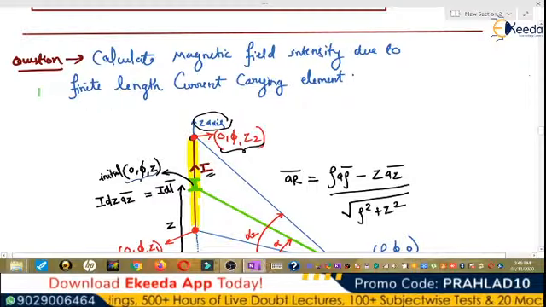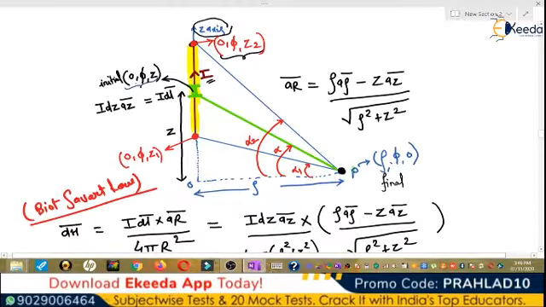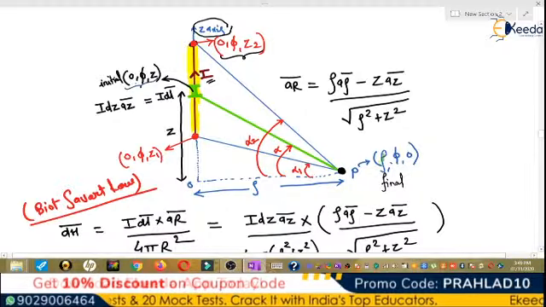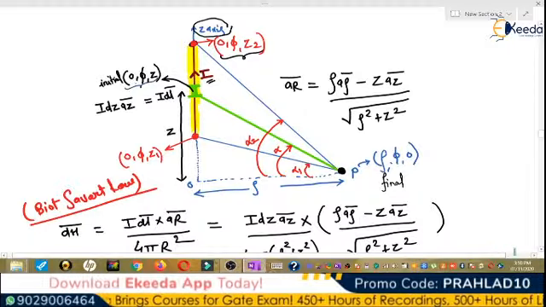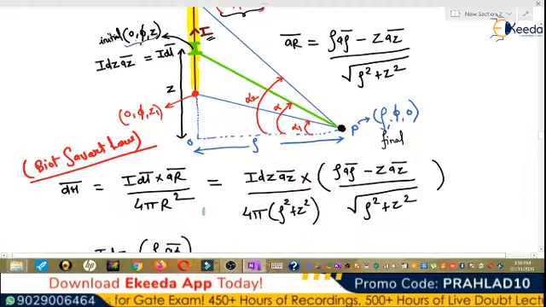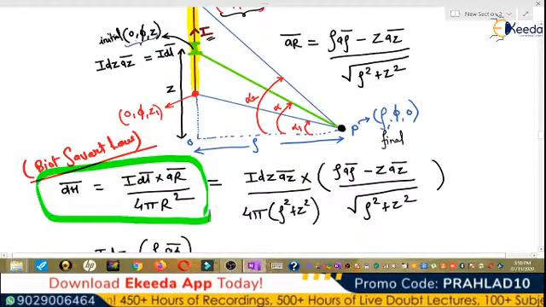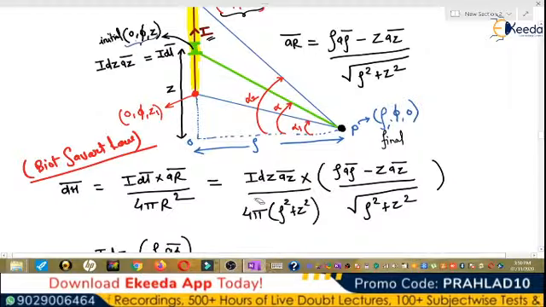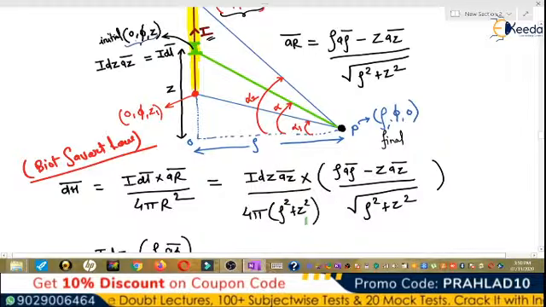Calculate magnetic field intensity due to a finite length current carrying element. So this is the finite length current carrying element, and at point P we have to calculate the magnetic field. It is (rho, phi, 0). This is the point, and aR vector is rho aρ minus z aZ by the square root of rho squared plus z squared. So according to Biot-Savart law, dH vector is I dl vector cross aR vector by 4 pi R squared. It is I dz aZ vector by 4 pi R squared. R squared is rho squared plus z squared.